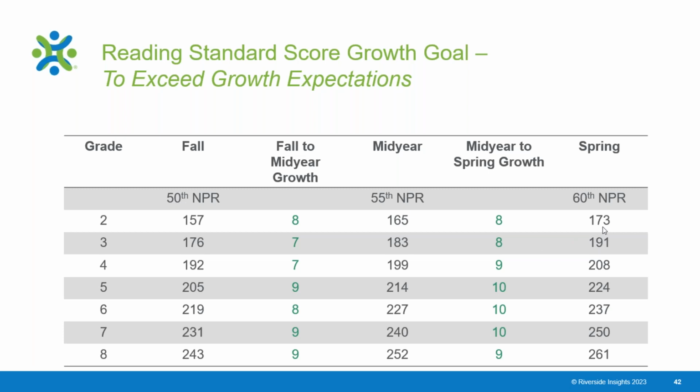And those changes in the previous slide were 5 points to maintain the 50th percentile. So this is, as you said, Kathy, an example of using the standard score scale and the NPR together to create stretch goals for students.